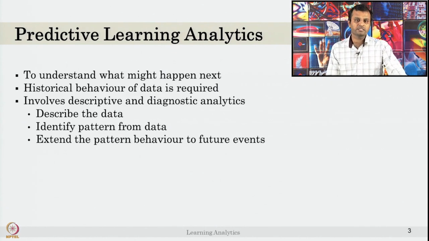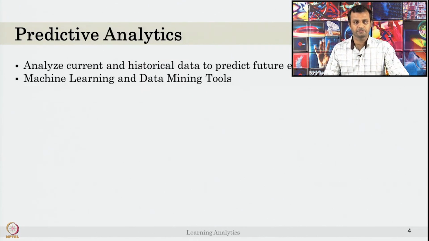So, predictive analytics is to understand what might happen next, and this is based on the historical behavior of data. So, in order to predict what will happen next, we need historical data to train the system, also test the system, right. And it involves descriptive and diagnostic analytics like we shown in the previous slide, which means we have to describe the data, identify the patterns from the data, or identify the correlation, relations from the data, then extend the pattern, whatever you identify the relation, extend it to the future events. So, that is the idea of predictive analytics.